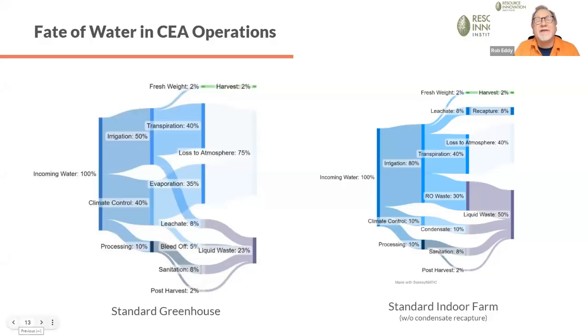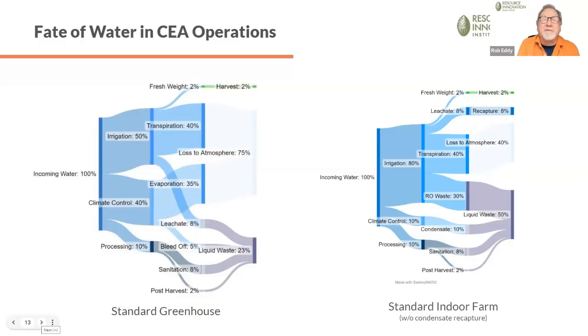Great. So this is a Sankey diagram that shows the fate of water in CEA operations from two hypothetical facilities. One's a greenhouse and the other's an indoor farm. Now, the indoor farm doesn't recycle its HVAC condensate. We'll talk more about that later, but it's not the end-all of technology. It's kind of a standard indoor farm, right? And the greenhouse is a standard greenhouse. So if you follow from left to right, you'll see the incoming water and the path that it goes, and what the final fate of it is. And this kind of gives you an idea.